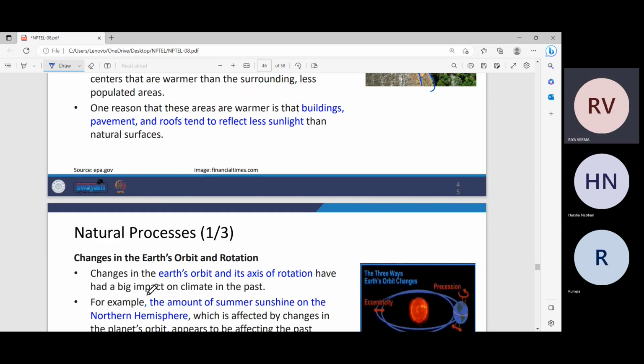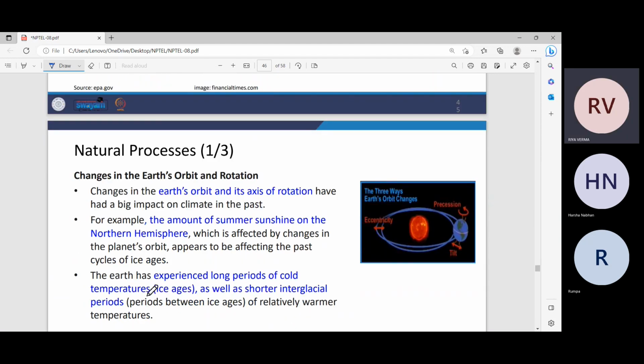What are the natural processes which cause this climate change? First one is the changes in the Earth's orbit and rotation. The changes in the Earth's orbit and its axis of rotation have had a big impact on the climate in the past. We all know that the Earth's orbit can be changed in terms of its eccentricity and its tilt. This angle is getting changed by certain degrees.